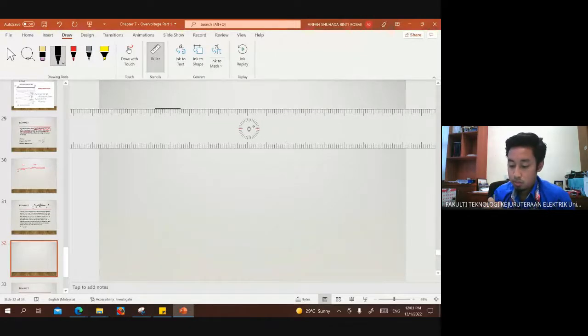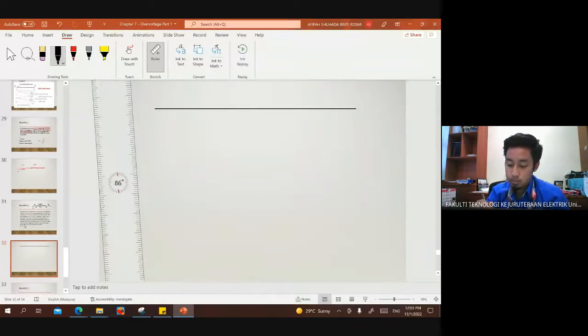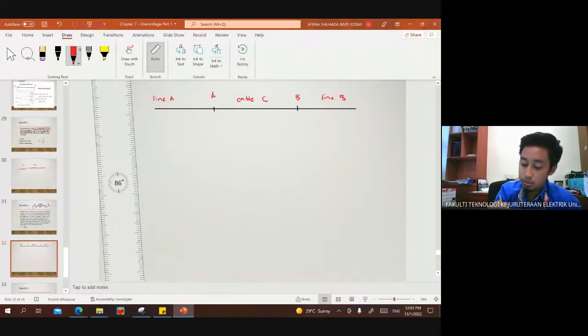Okay, kita draw satu line dekat sini. Dekat sini kita ada dua junction, junction A dengan junction B. So yang ni adalah line A, dan yang ni adalah cable C, and then this is the line B. So siapa dapat nilai Z1? Nilai Z1 apa? Berapa nilai Z1? Berapa nilai Z2?